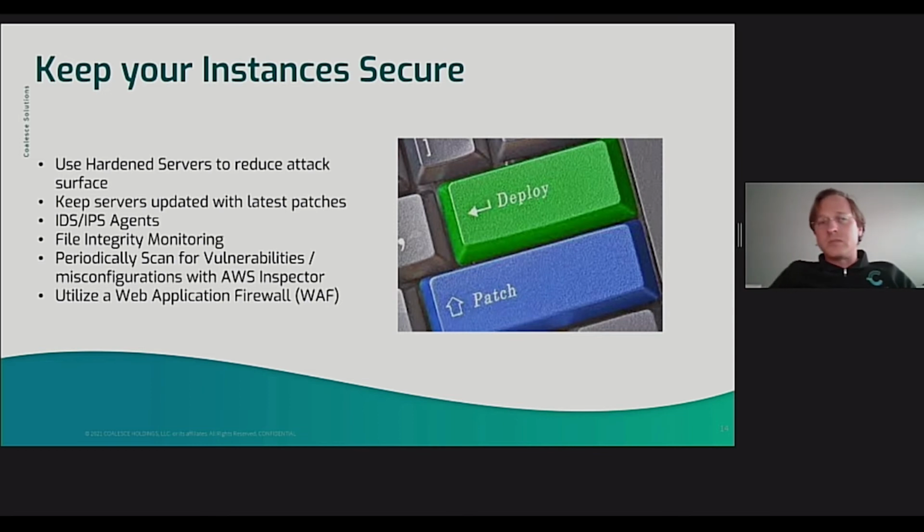You can use a tool like AWS Inspector. You can scan your server for configuration issues or any CVE vulnerabilities for products installed on the server. And last on this list, utilize a WAF, a web application firewall. So all web traffic that communicates with your application server gets scanned, looking for common issues, SQL injection, and so on and so forth.